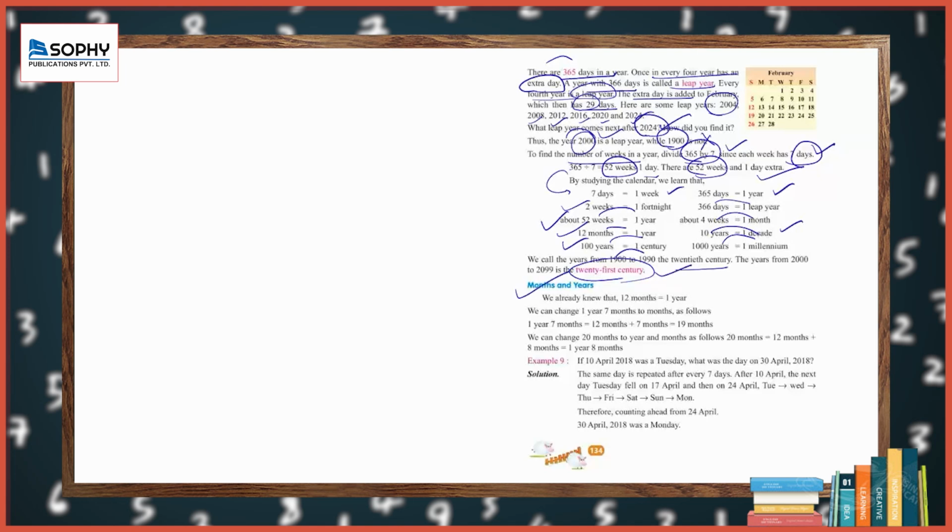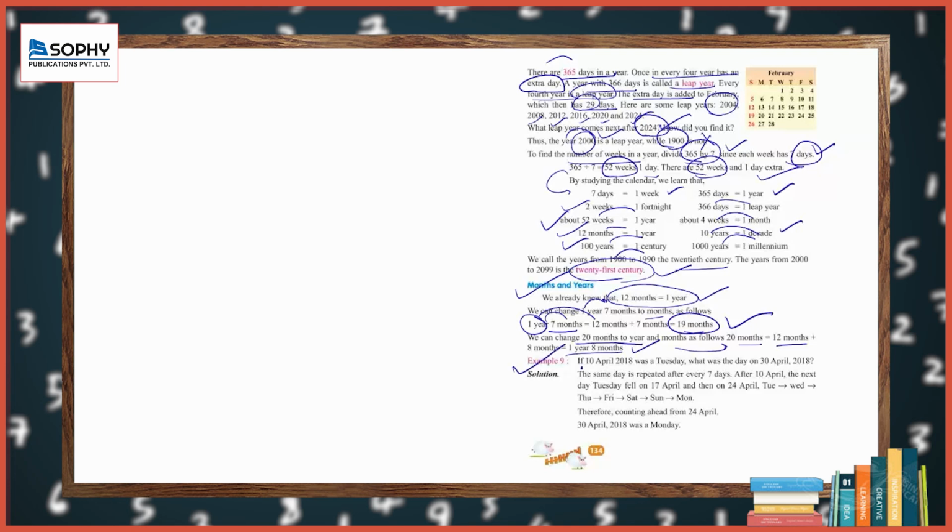Now, months and years. We already know that 12 months is equal to 1 year, students. Now we have to change 1 year 7 months to months. So what we'll do, students, we will write 1 year as 12 months and then we will add 7 months, so it becomes 19 months. Or we can change months to years and months as follows. For example, 20 months is equal to 12 months plus 8 months, that can be written as 1 year 8 months. Now let's look at example number 9, students.